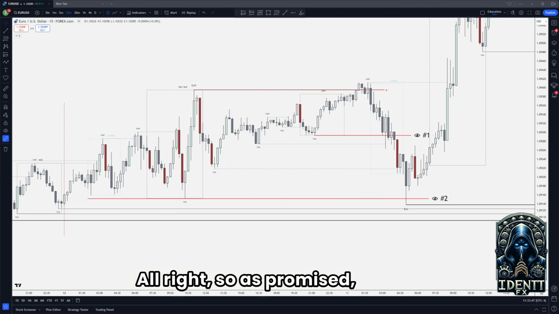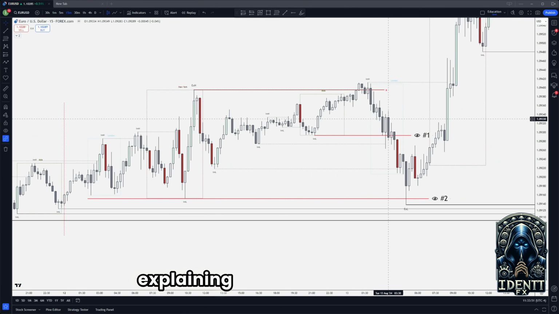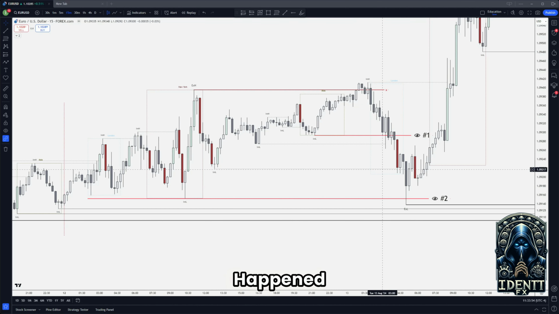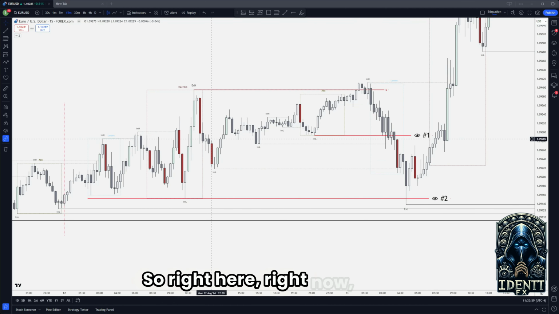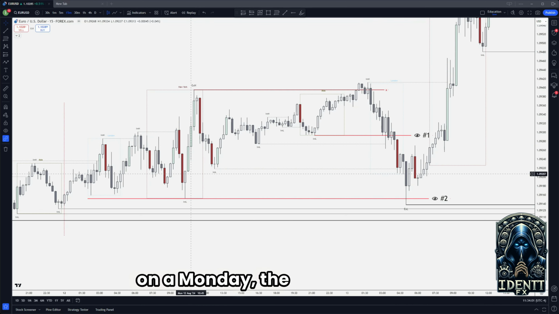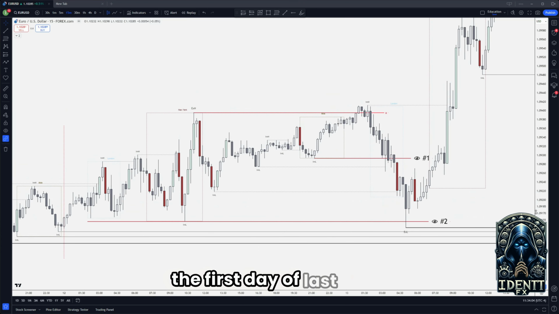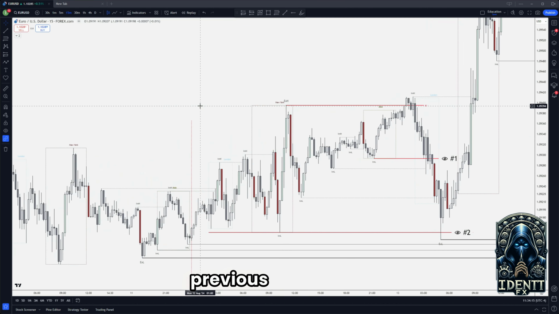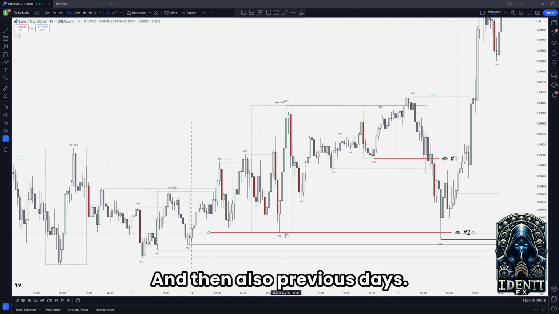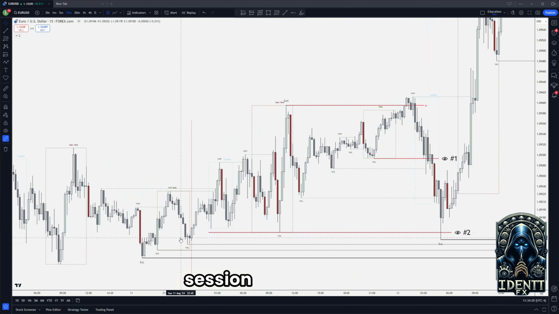All right, so as promised, I would show you some live examples here on the charts and do some explaining as to what actually happened and how I would have personally read the draw on liquidity. So right here, right now, we are on a Monday, the 12th of August, the first day of last week, of course. And what we can see is that during the New York session, we set a high and a low as well. So that was basically previous day's high and then also previous day's low if we neglect the Asian session from Sunday, right?